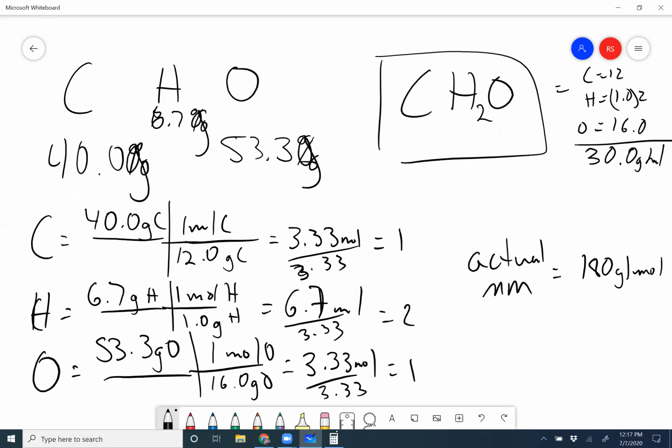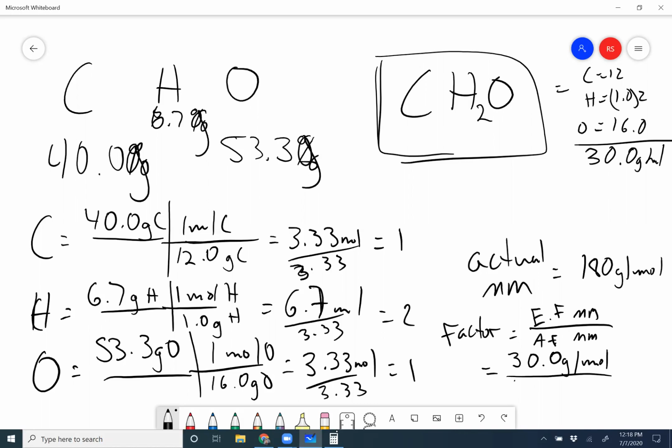So to figure out the actual formula, what we do is we take to figure out what we call the factor, we take the empirical formula's molar mass, we divide it by the actual formula's molar mass, and this will give us our factor. So in this case, our empirical formula was 30 grams per mole, and our actual was 180 grams per mole. To find the actual, you'll have to do an experiment, so it has to be given to you in the problem. So look for it in the problem. And this gives us a factor of 6.